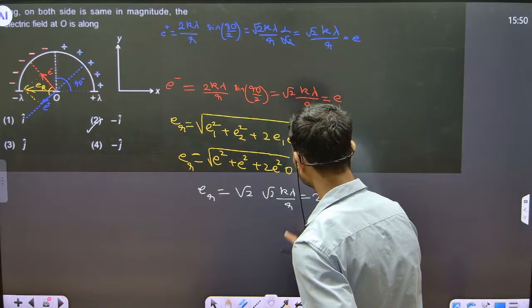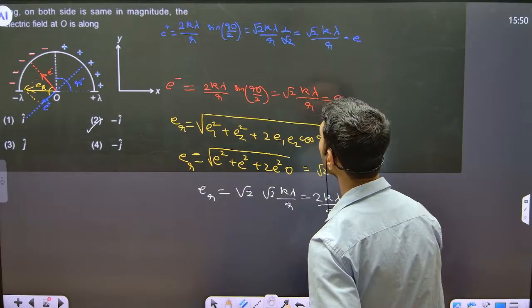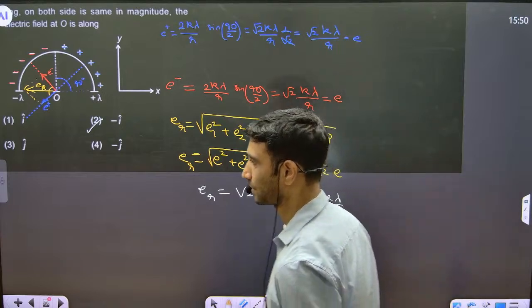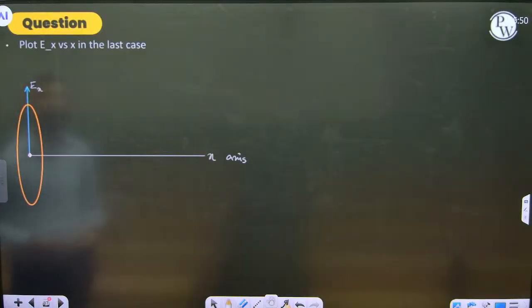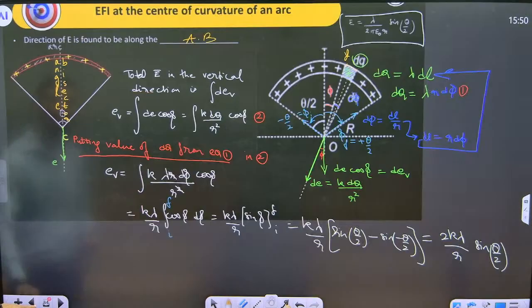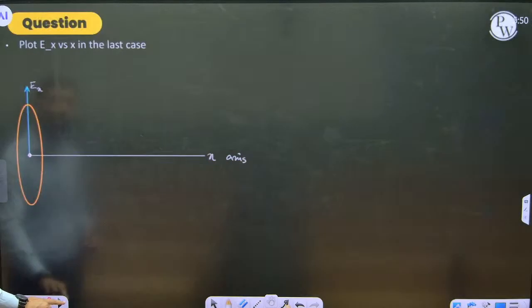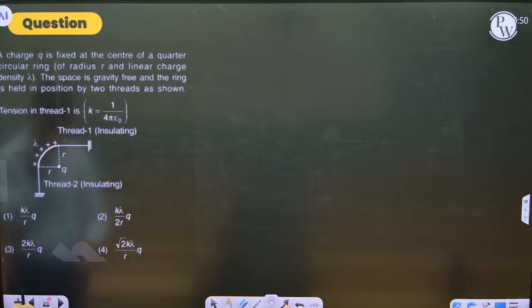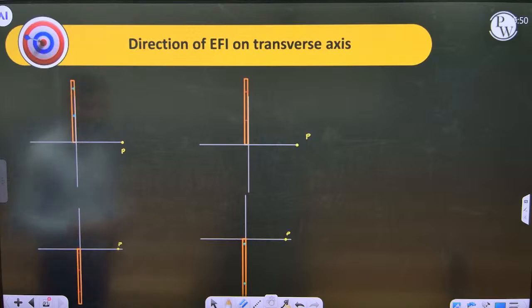So you can take this down. That will be all. Next time we will go to plot Ex versus X. We already did that, right? We've done this part. We'll do this question and then this question, and then we'll go to direction of electric field lines.